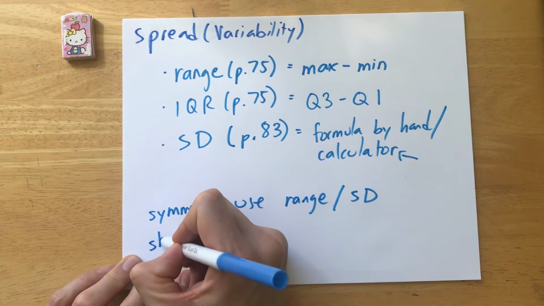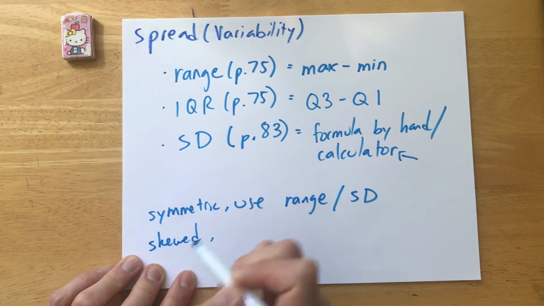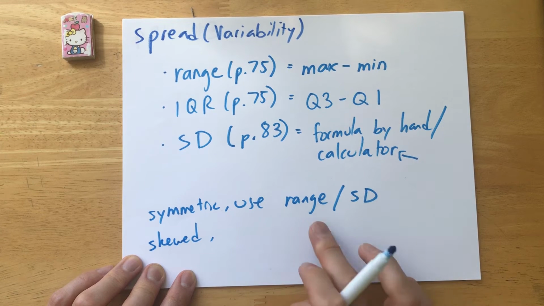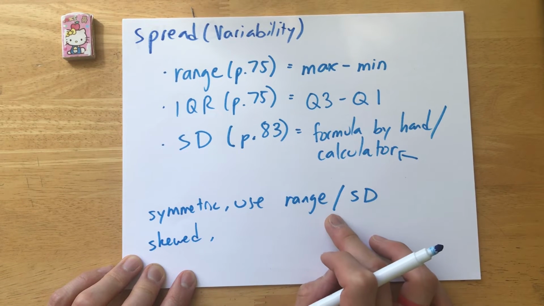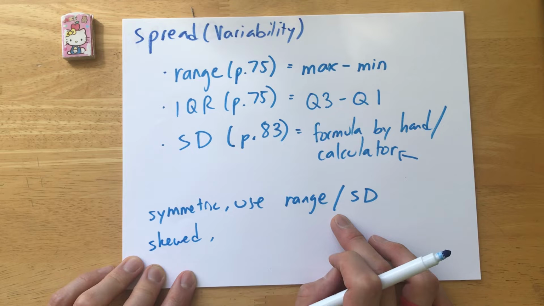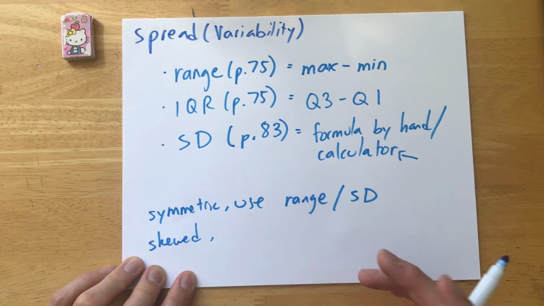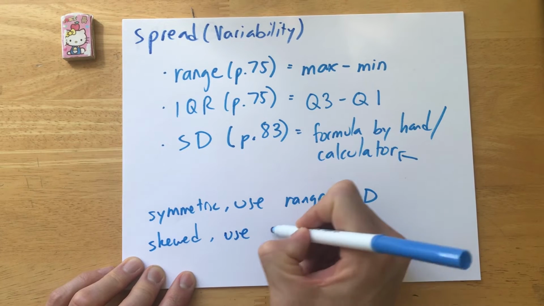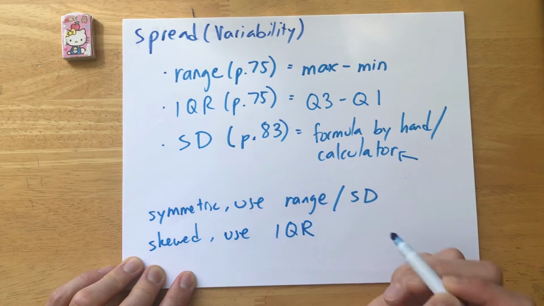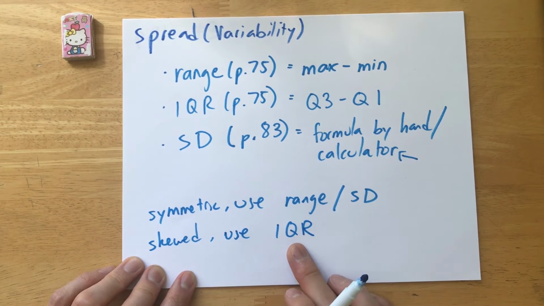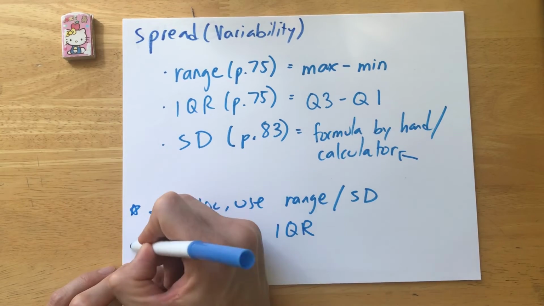If something's skewed, that means you have some extreme values. Remember, the range and standard deviation are largely affected by any extreme values, but the IQR is more resistant to any type of extreme values or outliers. So this part's key.